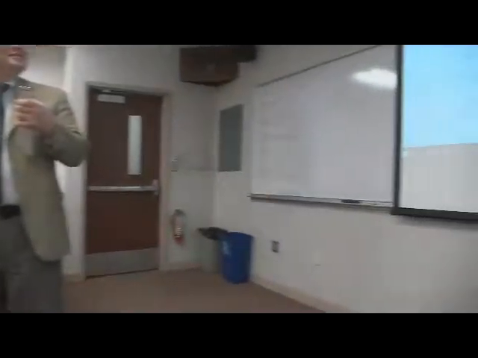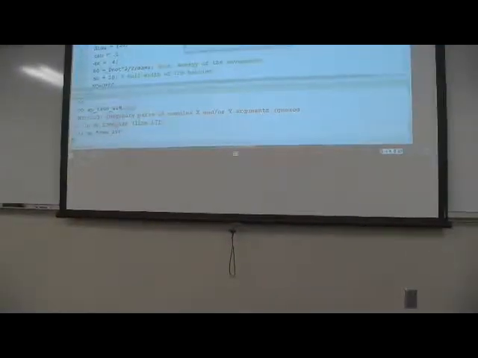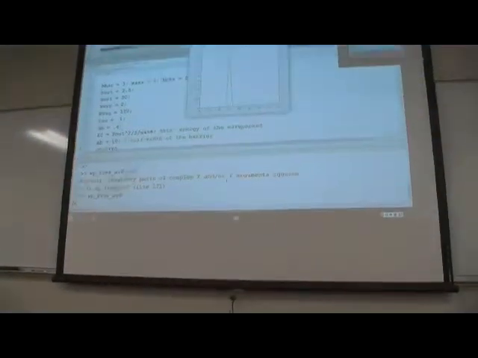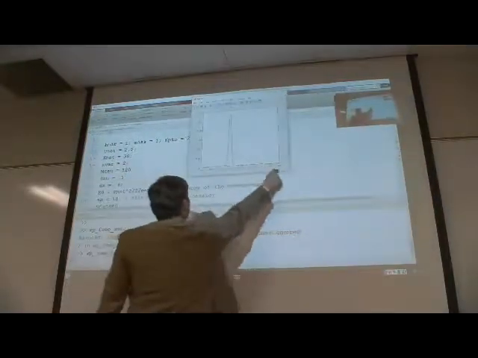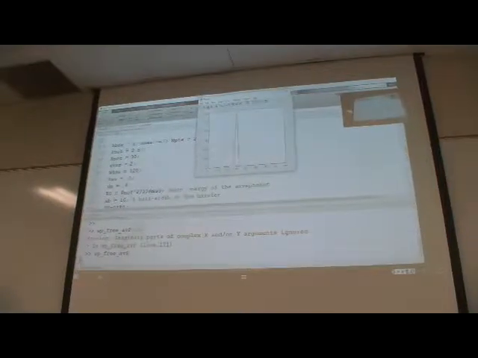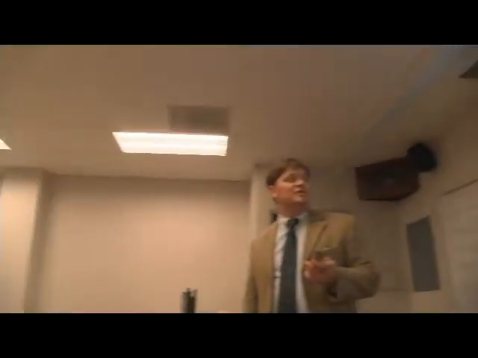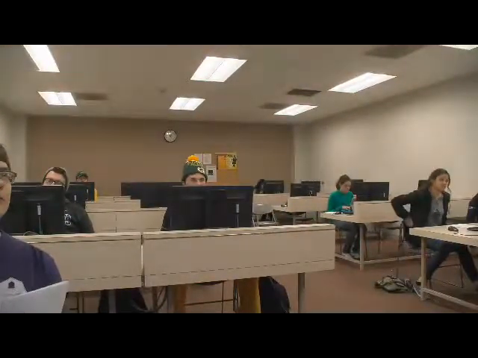But let's guess what is on the axes. What are the options? What is the x-axis? What is the y-axis? What are your suggested guesses? Probability and time.